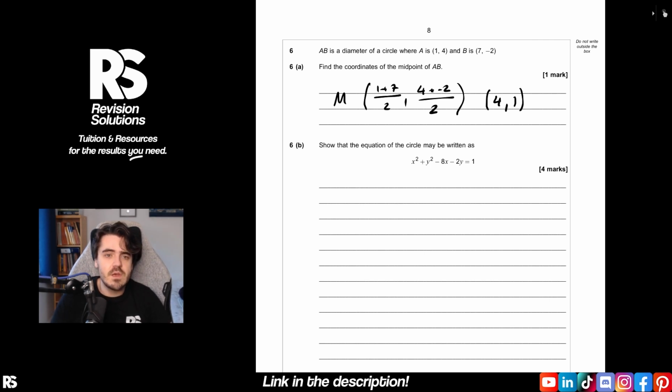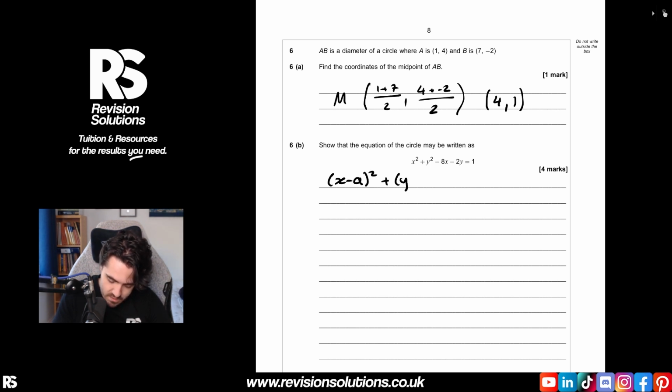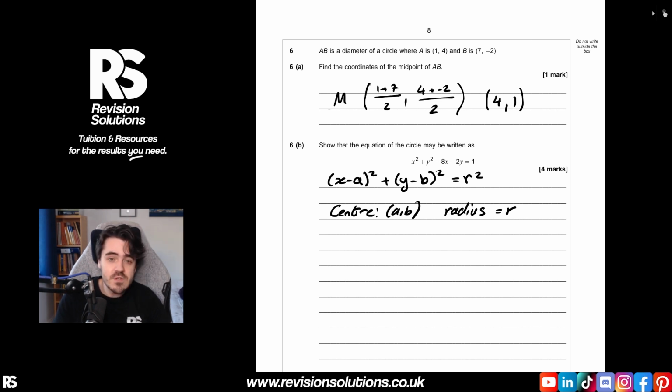Then it says, can we show that the equation of the circle may be written as the following? So any circle equation can be given in the form x minus a squared plus y minus b squared equals r squared, where the circle has center with coordinates a, b and the radius r. So we've actually already found the center in the previous part, because if AB is a diameter, then the midpoint of those 2 points is the center of the circle. So we know the center to be 4, 1.